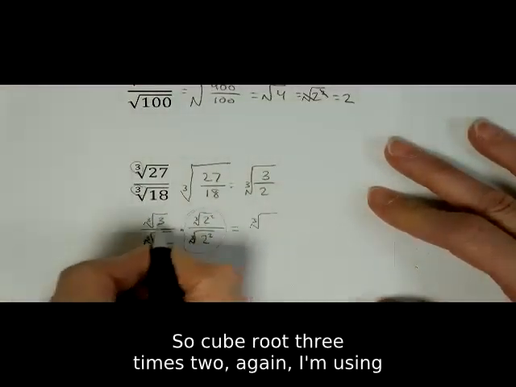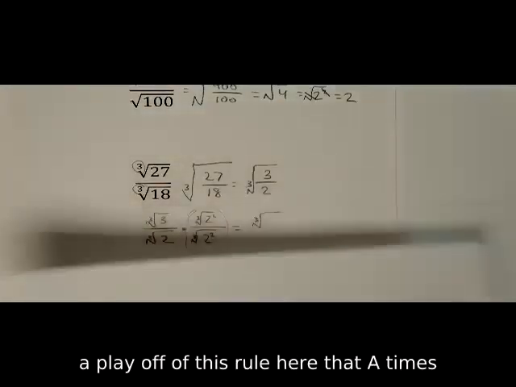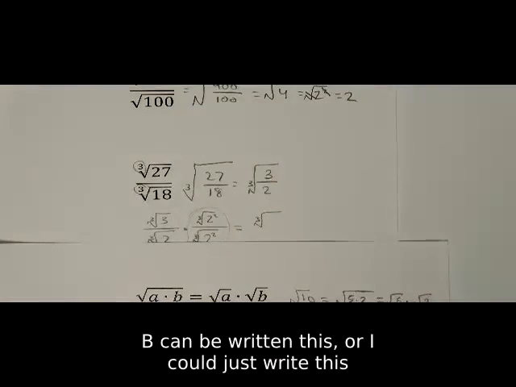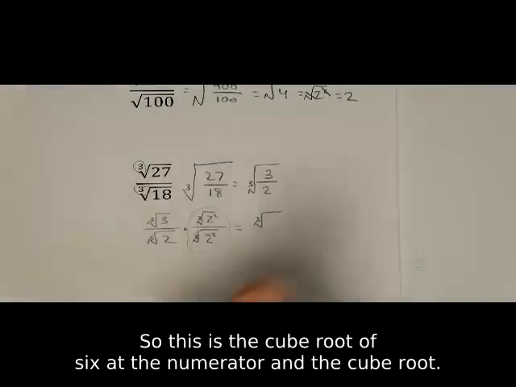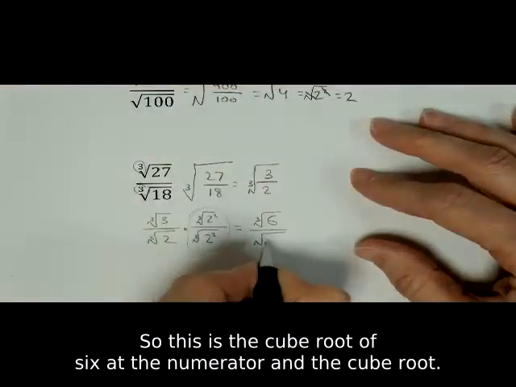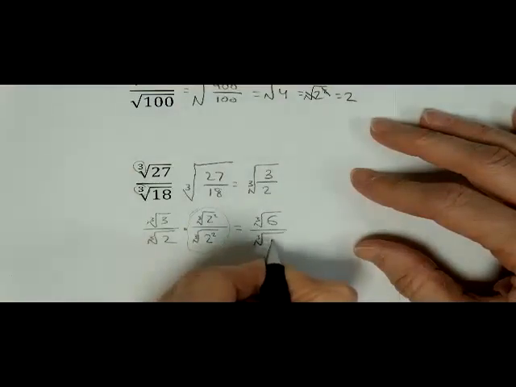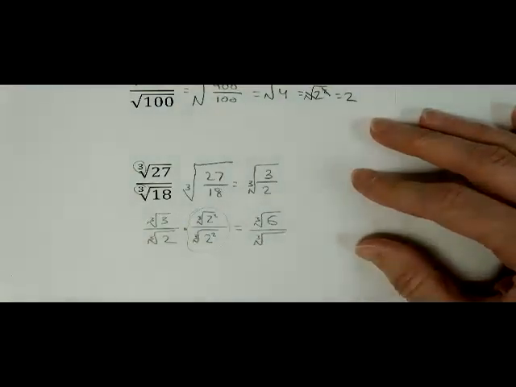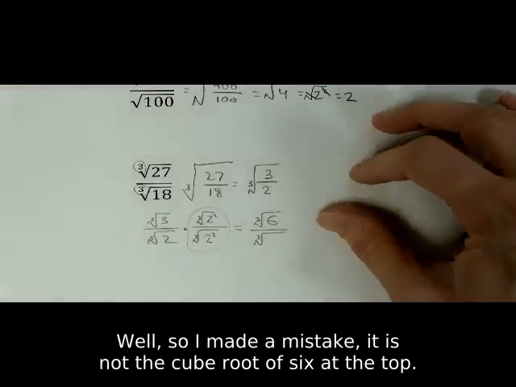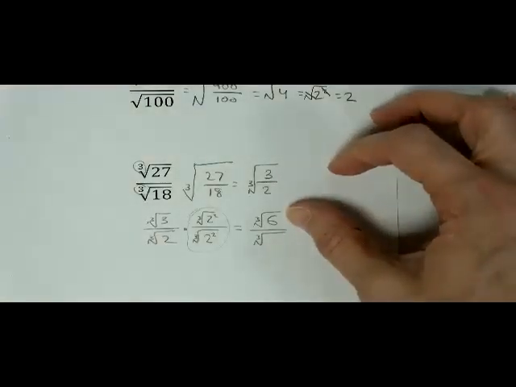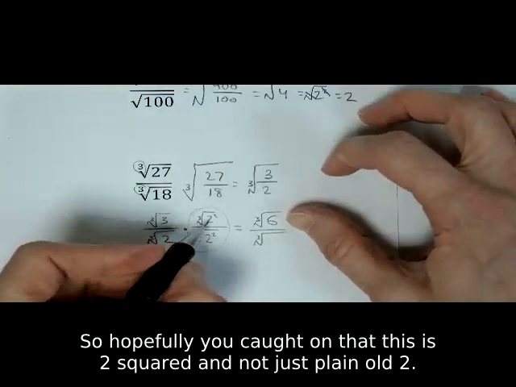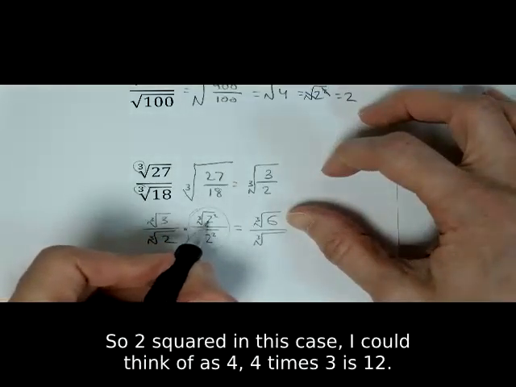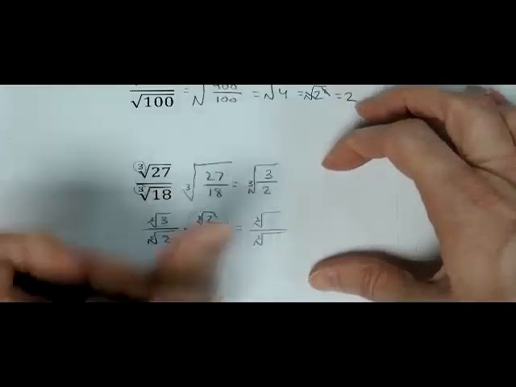So cube root 3 times 2. Again, I'm using a play off of this rule here, that a times b can be written as an actual product. So this is the cube root of 6 at the numerator and the cube root. Shoot. Well, I made a mistake. It is not the cube root of 6 at the top. Hopefully you caught on that this is 2 squared and not just plain old 2. So 2 squared in this case, I could think of as 4. 4 times 3 is 12.